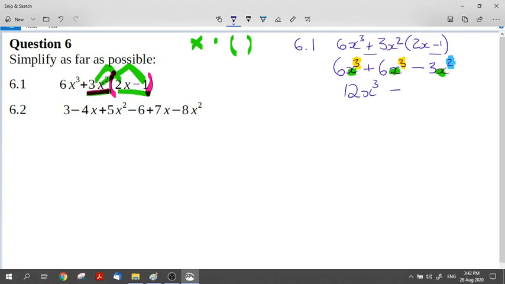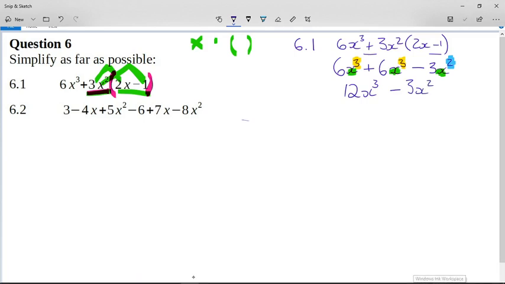And then I can't do anything with this 3x squared because it's in its simplest form, this expression. Remember that if there were substitution, you could find an answer, or if there were equals, you could find an answer for x. But we don't have either of those, so we have to stop here. This is our final answer because these two are not like terms and we are adding and subtracting, so we stop here. Now let's have a look at this next one here.